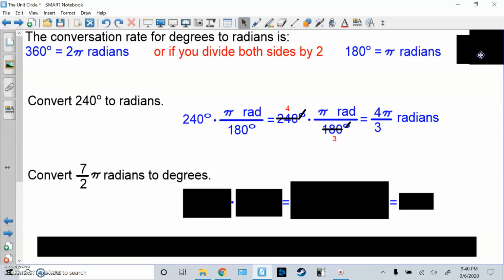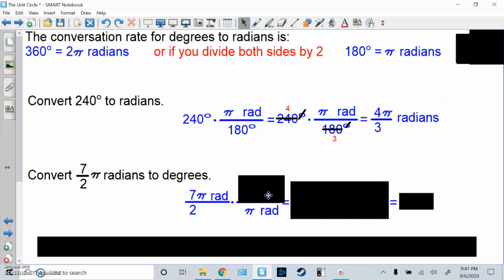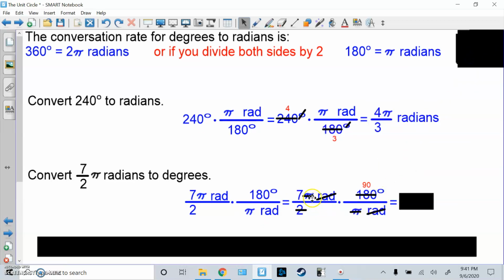Here's the reverse. Change 7 over 2 pi radians to degrees. So we're starting with radians. I need to get rid of radians, so radians is on the bottom and degrees is on top. Radians cross out with each other. Pi's cross out with each other. 180 divided by 2 is 90. So 7 times 90 is 63 with a 0, so 630 with the degree sign.